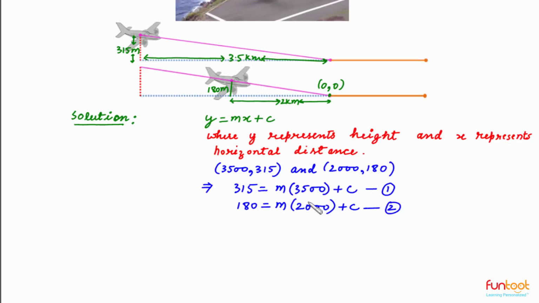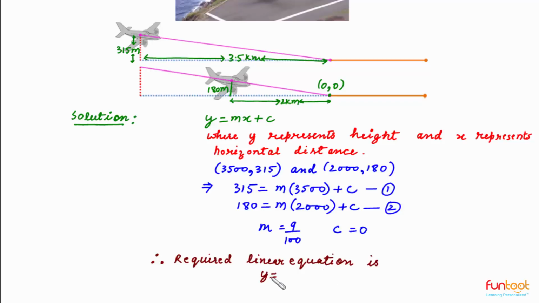Solving for m and c, we will have m equal to 9/100 and c will come as 0. Therefore, the required linear equation is y = 9/100 x. This implies 100y = 9x, which implies 9x - 100y = 0.